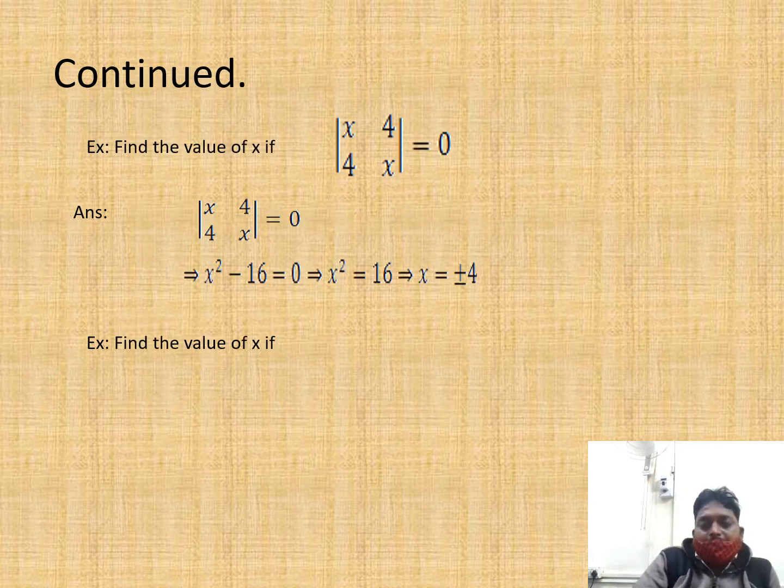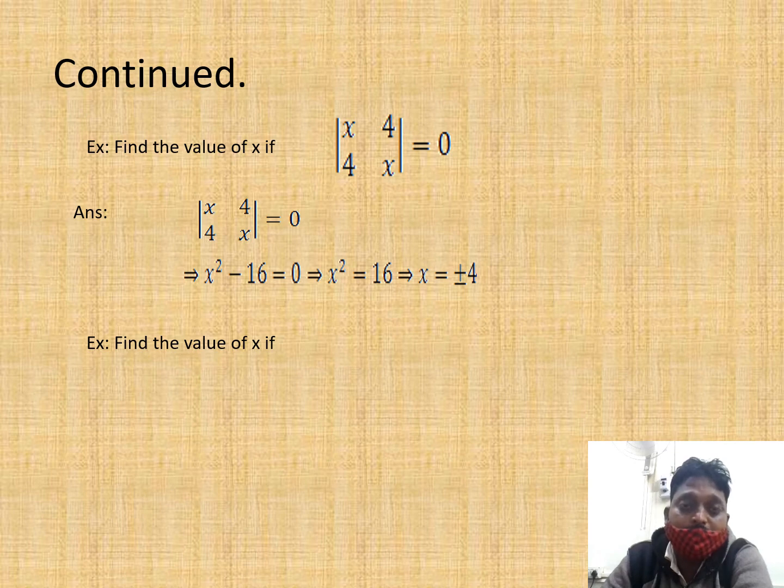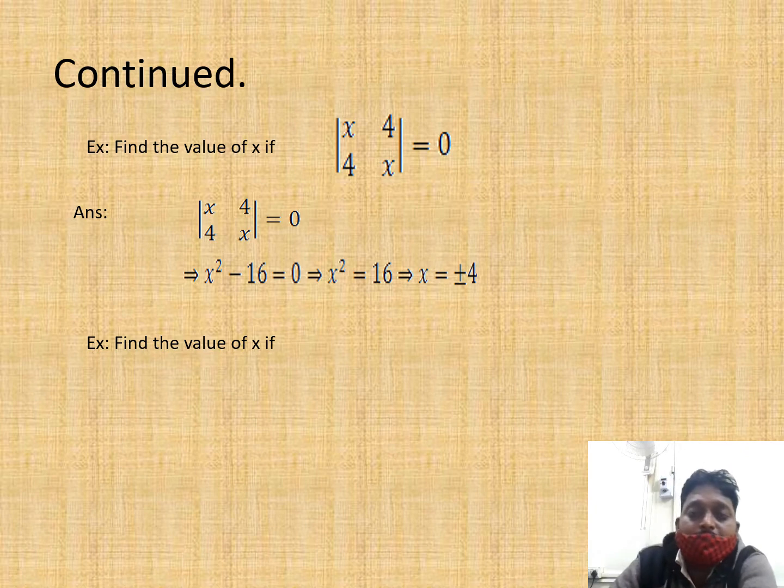Find the value of x if the determinant is equal to 0. Determinant equals to 0 already given. You have to solve for x. So here just use that AD minus BC formula. It becomes x into x, x square minus 4 into 4, 16 is equal to 0. X square is equal to 16 and x will be its square root, plus minus 4.